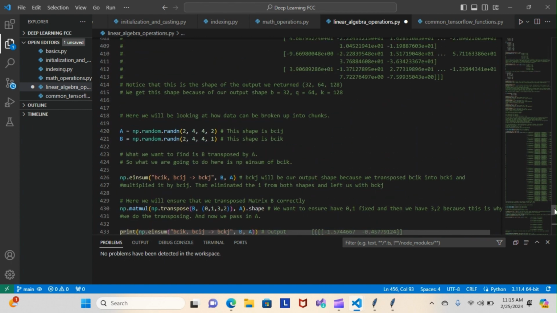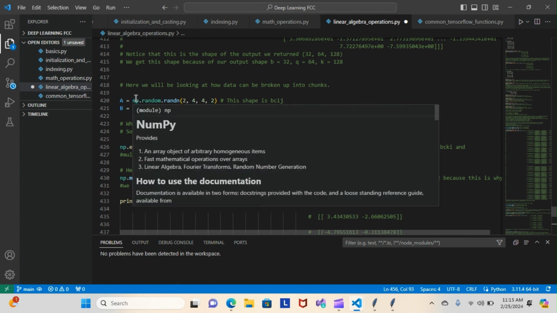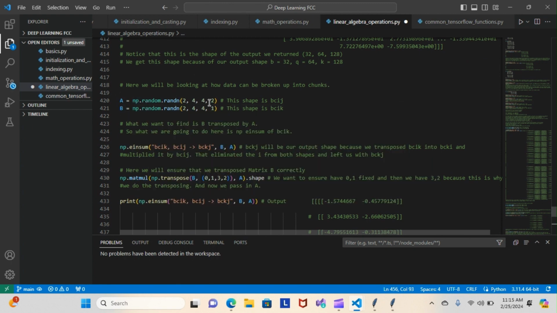And here we were looking at how data can be broken up into chunks. So what we did is we got two matrices, as you can see here, A and B, and we want random numbers in this shape here for our A matrix, and random numbers in this shape here for our B matrix. And then we're going to transpose B and multiply it by A.